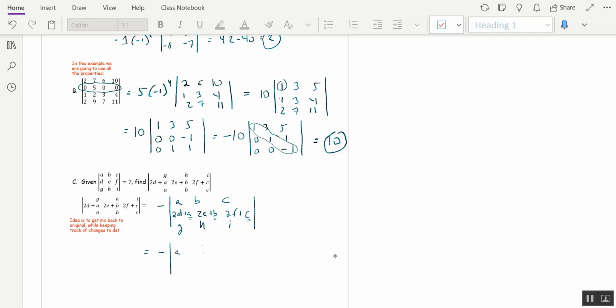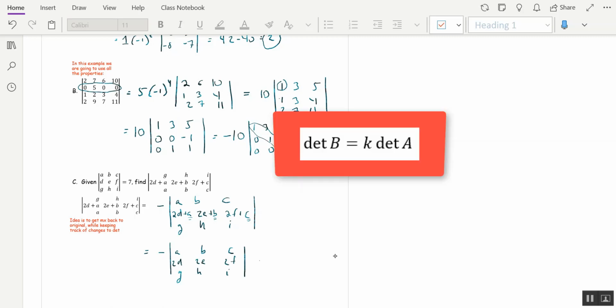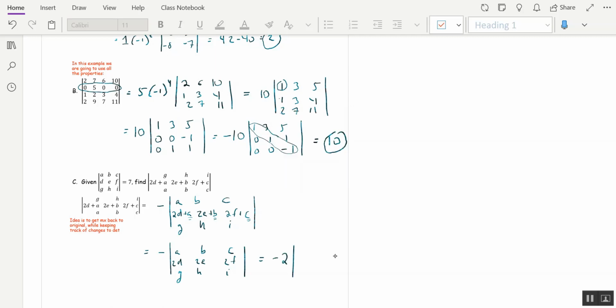A, B, C, and second row is now 2D, 2E, 2F. Third row is G, H, I. Now I can pull a 2 out of row 2, and that will change the determinant by a factor of 2. So now I've got -2 times the determinant of A, B, C, D, E, F, G, H, I. Great. That's the determinant I was given. This is -2 times 7, so I get -14.